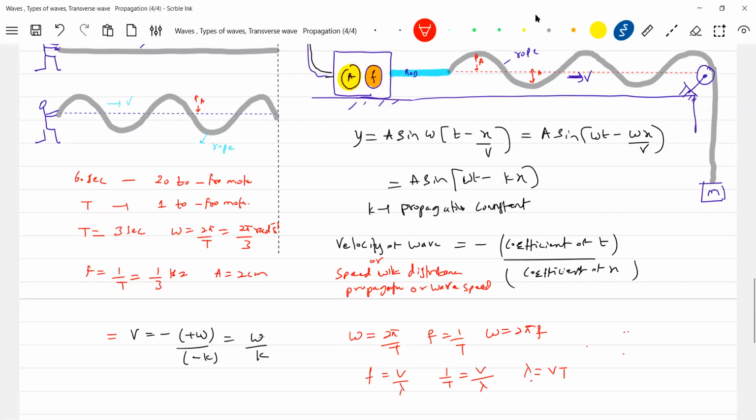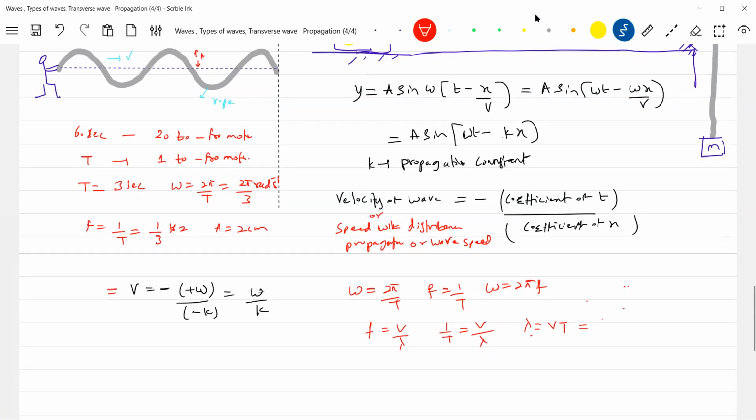And on the other side, we know how omega and k are related. v can further be written as omega by k, where omega is 2 pi by T, and k equals 2 pi by lambda. These are all the relations between the wavelength and k. Now there are some definitions we can put here.